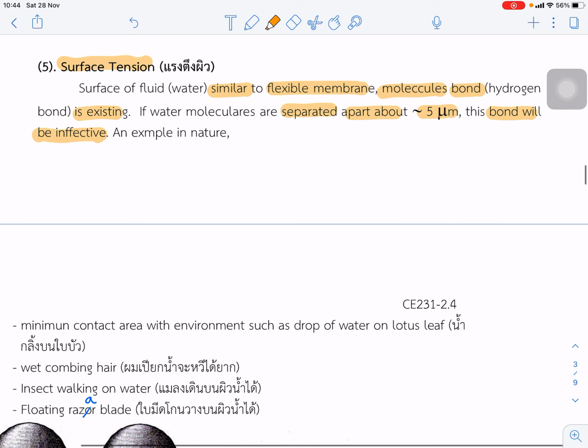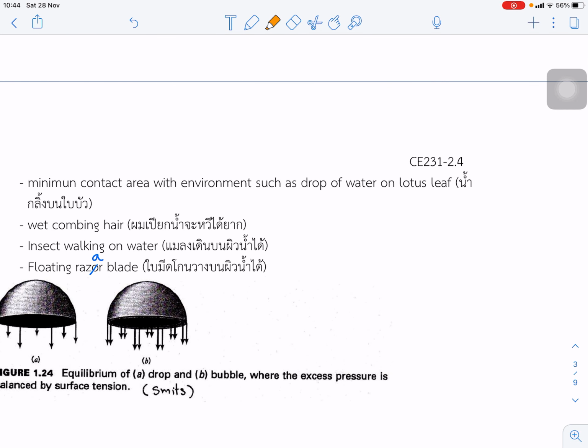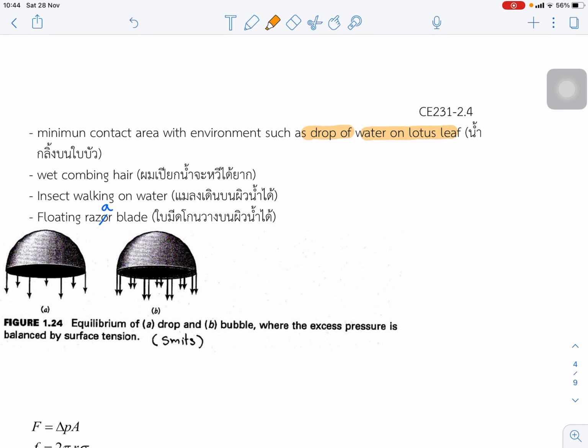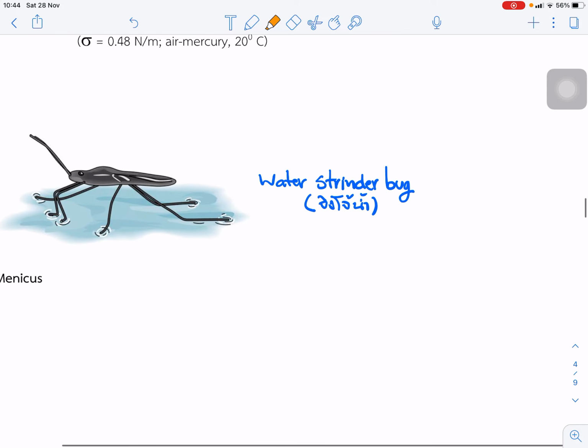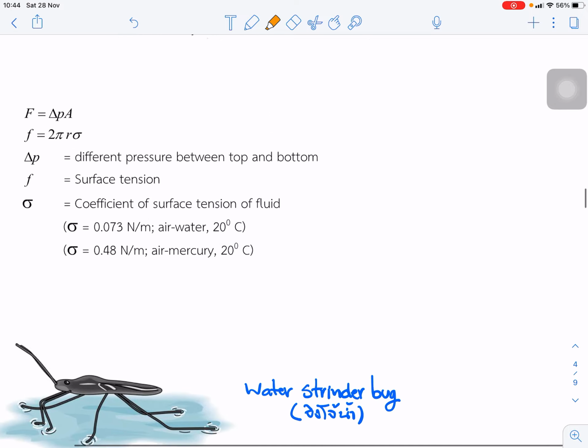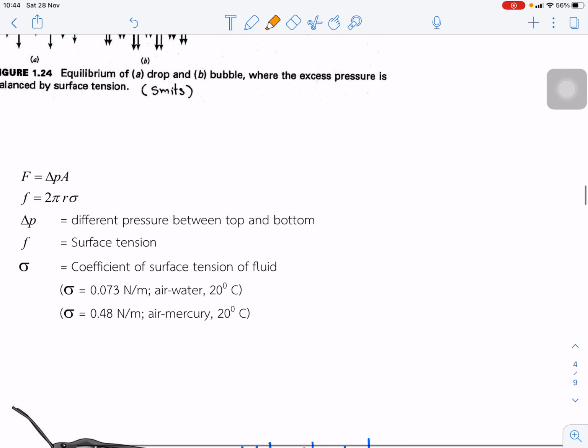Okay. One example in nature is the minimum contact area with the environment, such as a drop of water on the lotus leaf, น้ำกลิ้งบนใบบัว, and wet combing hair, and an insect walking on the water, or floating razor blade. This figure shows the water strider bugs can walk on the water. So we can explain this behavior by this surface of water.